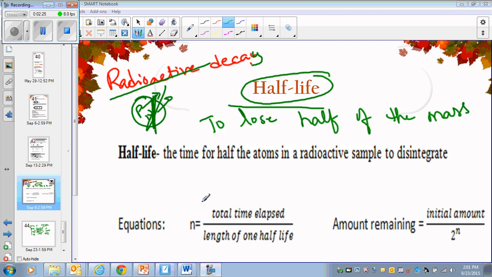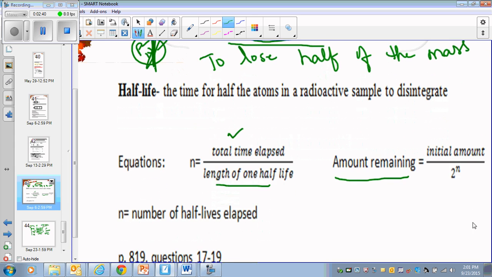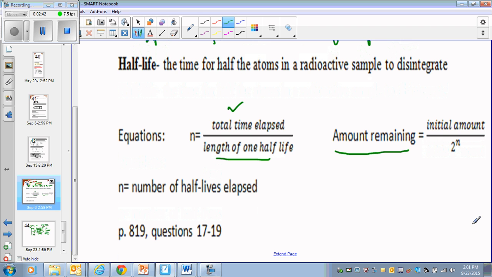The equation we're going to use, there are different ways. You can do it simply, or you can do it like total time divided by the length of the half-life. And if you need to calculate how much amount is remaining, you take the initial amount divided by 2. That, I guess, is the easy way. You just find out how many half-lives you need, or you just find out how much time it's going to take to lose half.